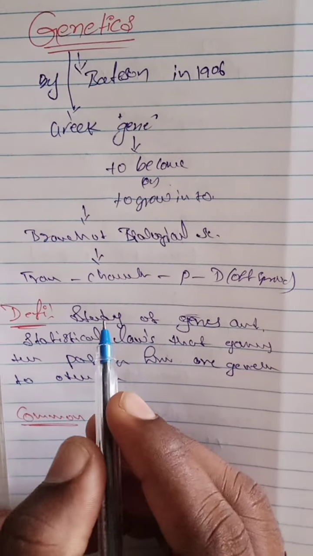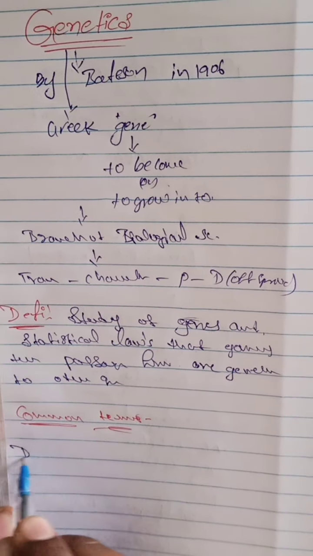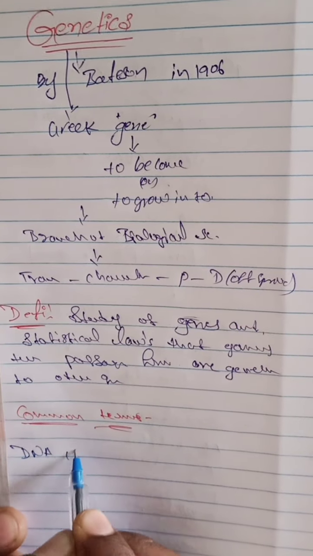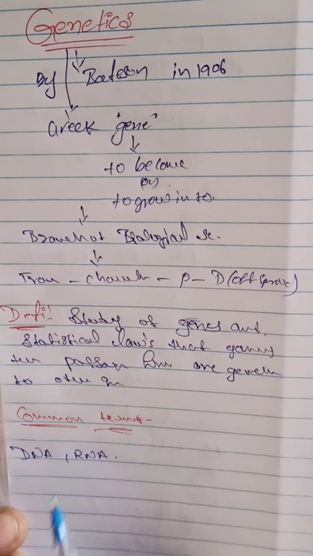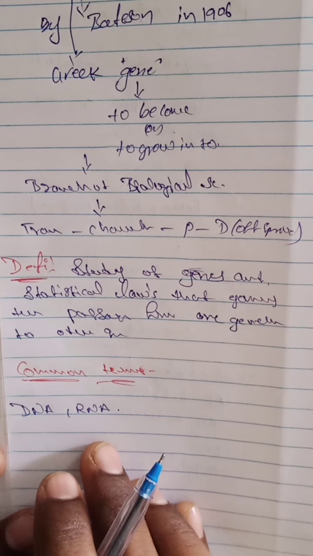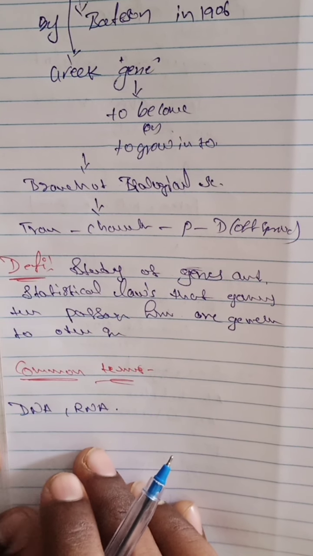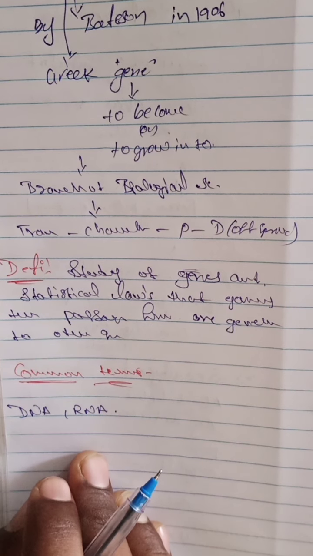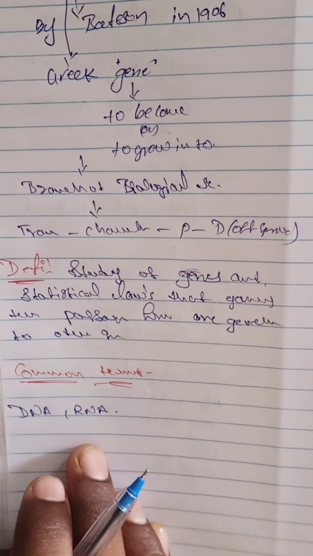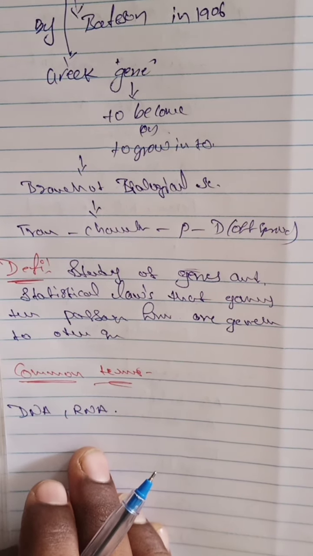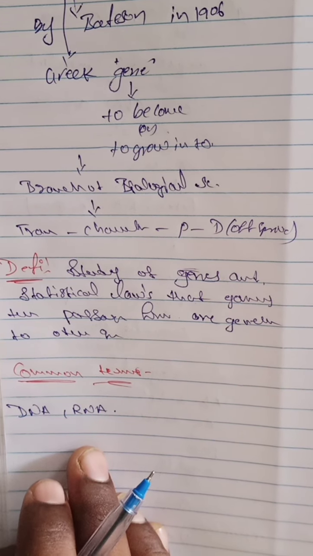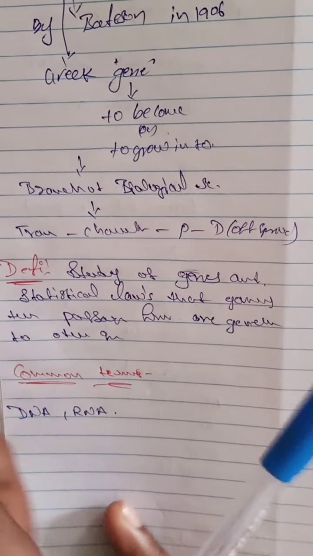Here the common words we are using are DNA and RNA. We know about DNA and RNA: deoxyribonucleic acid, and the next one, ribonucleic acid. What is the importance of ribonucleic acid? These are all studied here. The next one is gene.